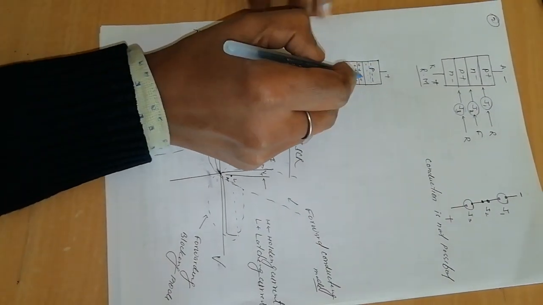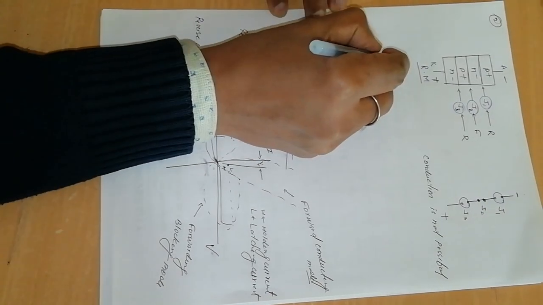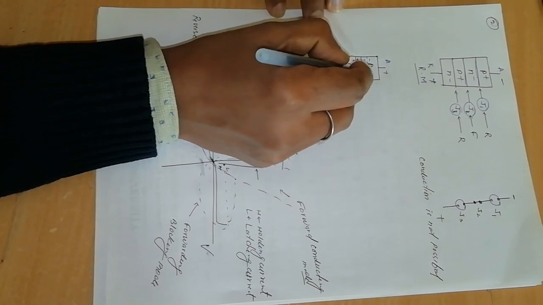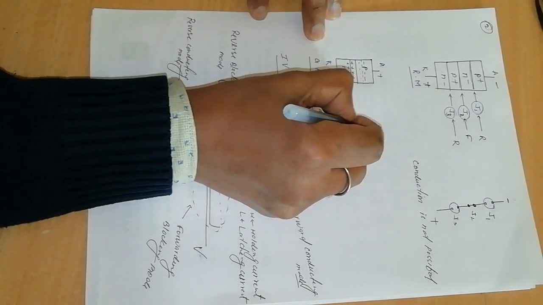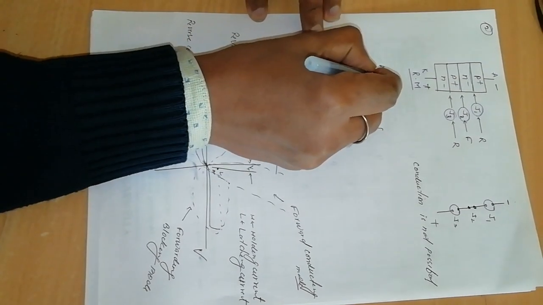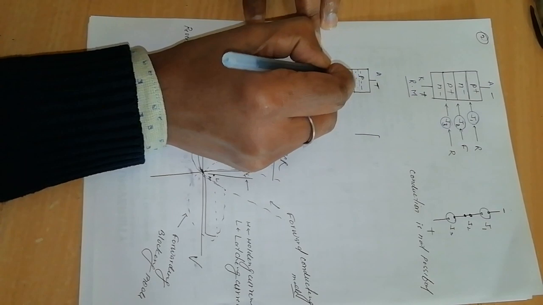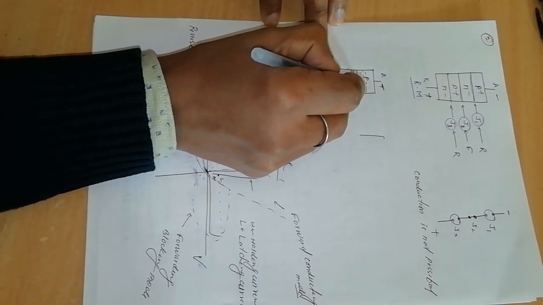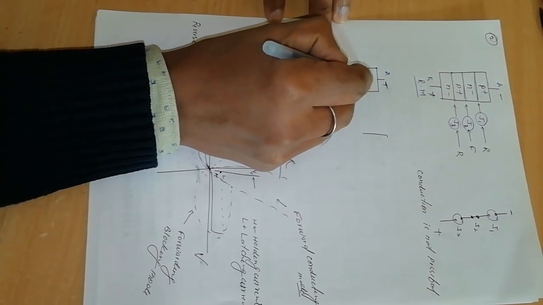Now if you consider a junction P and N, and if this is the anode and this is the cathode, then this junction will be in forward bias, and if you consider this negative and this positive, then this junction will be in reverse bias. And in case of reverse bias, there is a storage of charge here across the depletion layer.